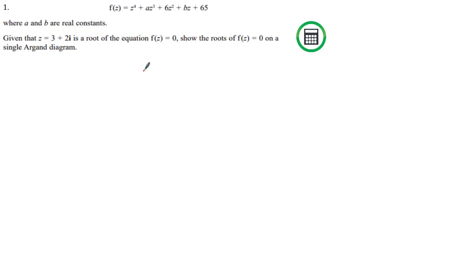Okay, let's have a look at this question. We're given this function f(z) = z^4 + az^3 + 6z^2 + bz + 65, where a and b are real constants. Given that z = 3 + 2i is a root of the equation f(z) = 0, show the roots of f(z) = 0 on a single Argand diagram.